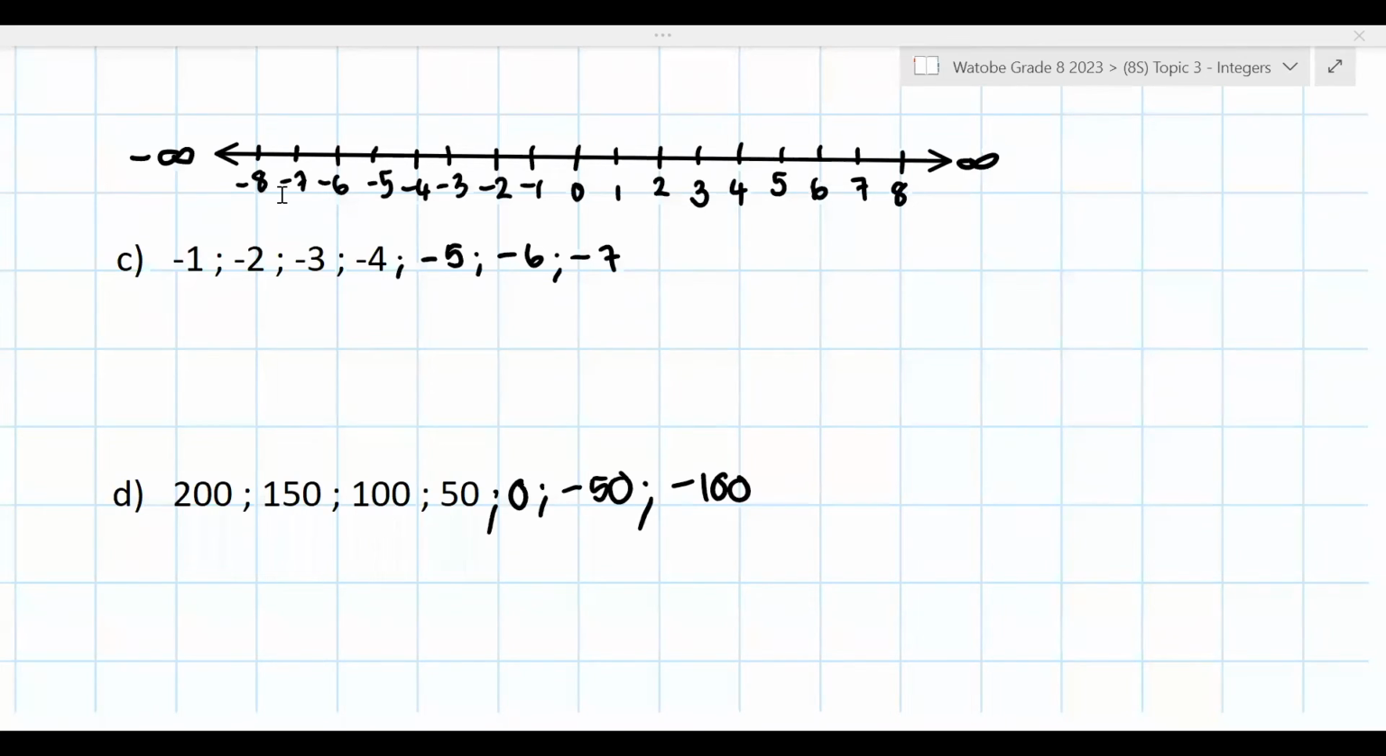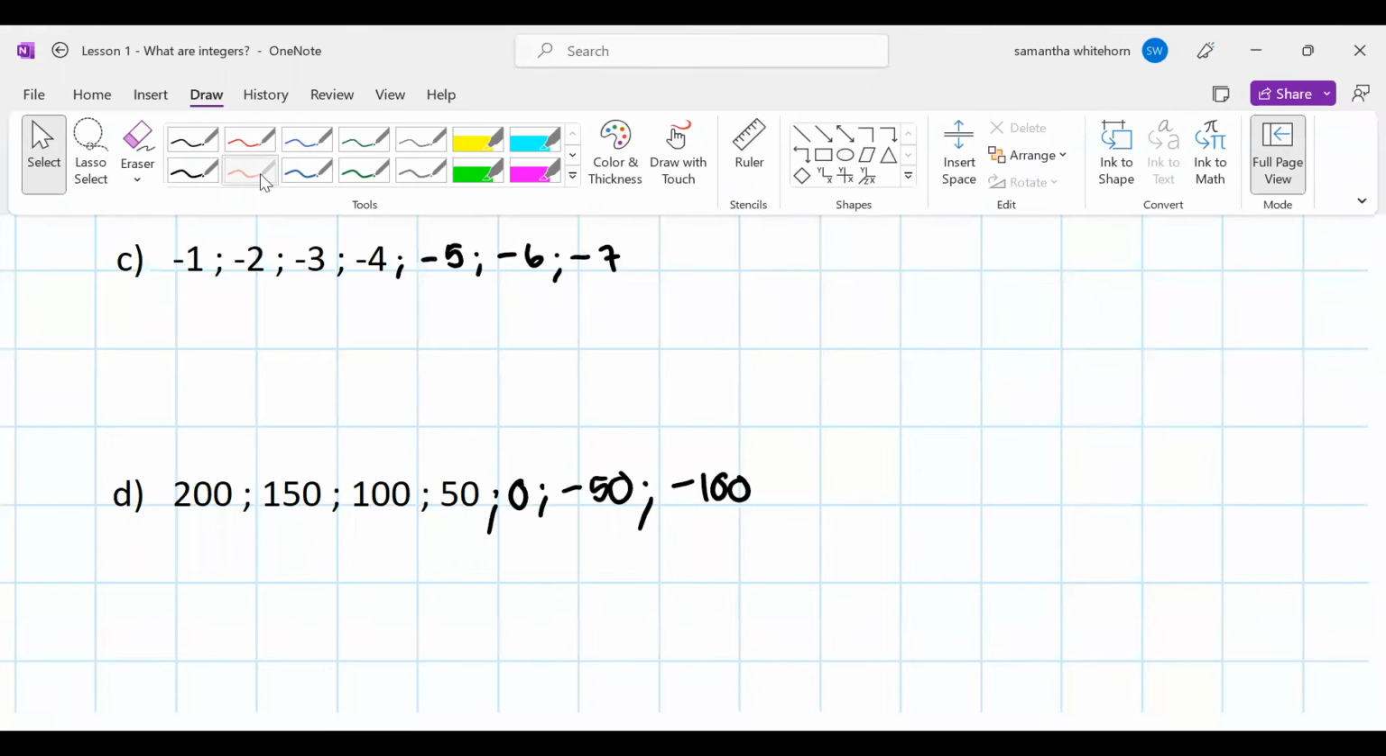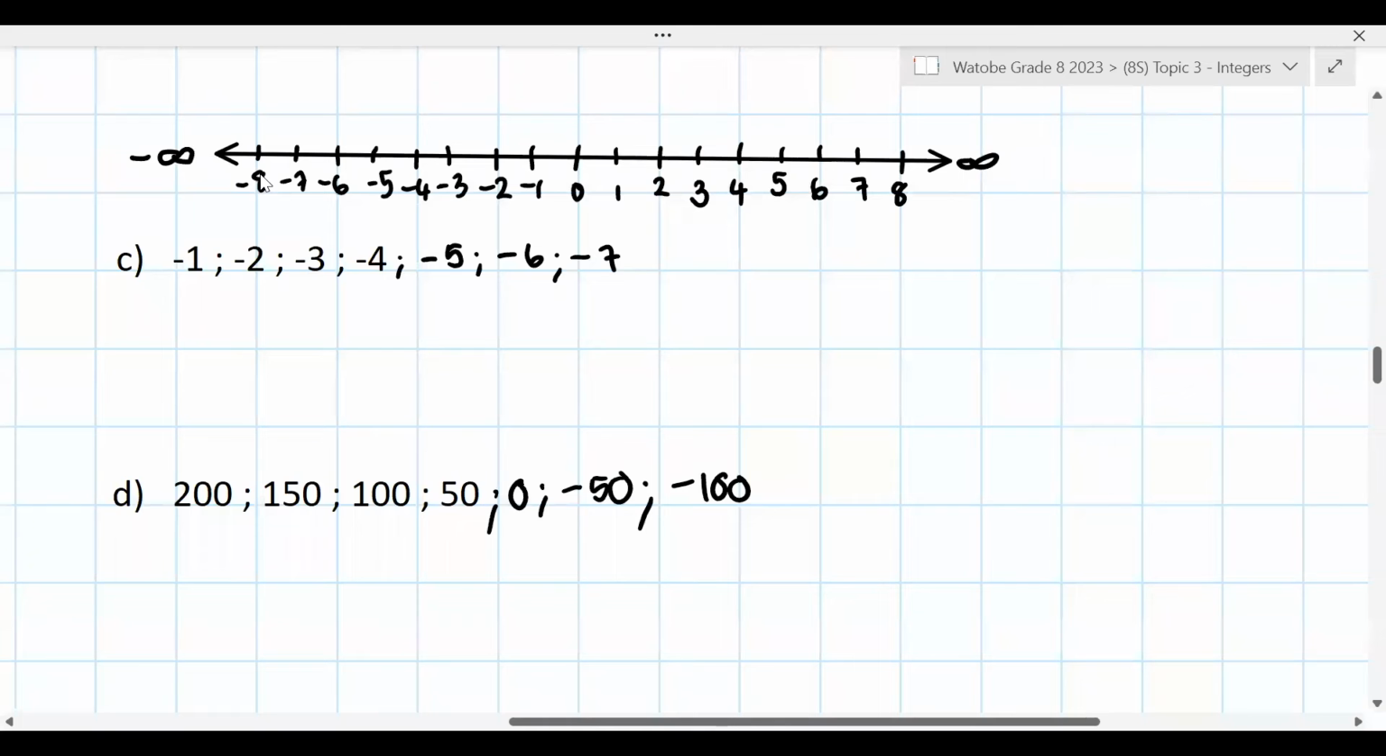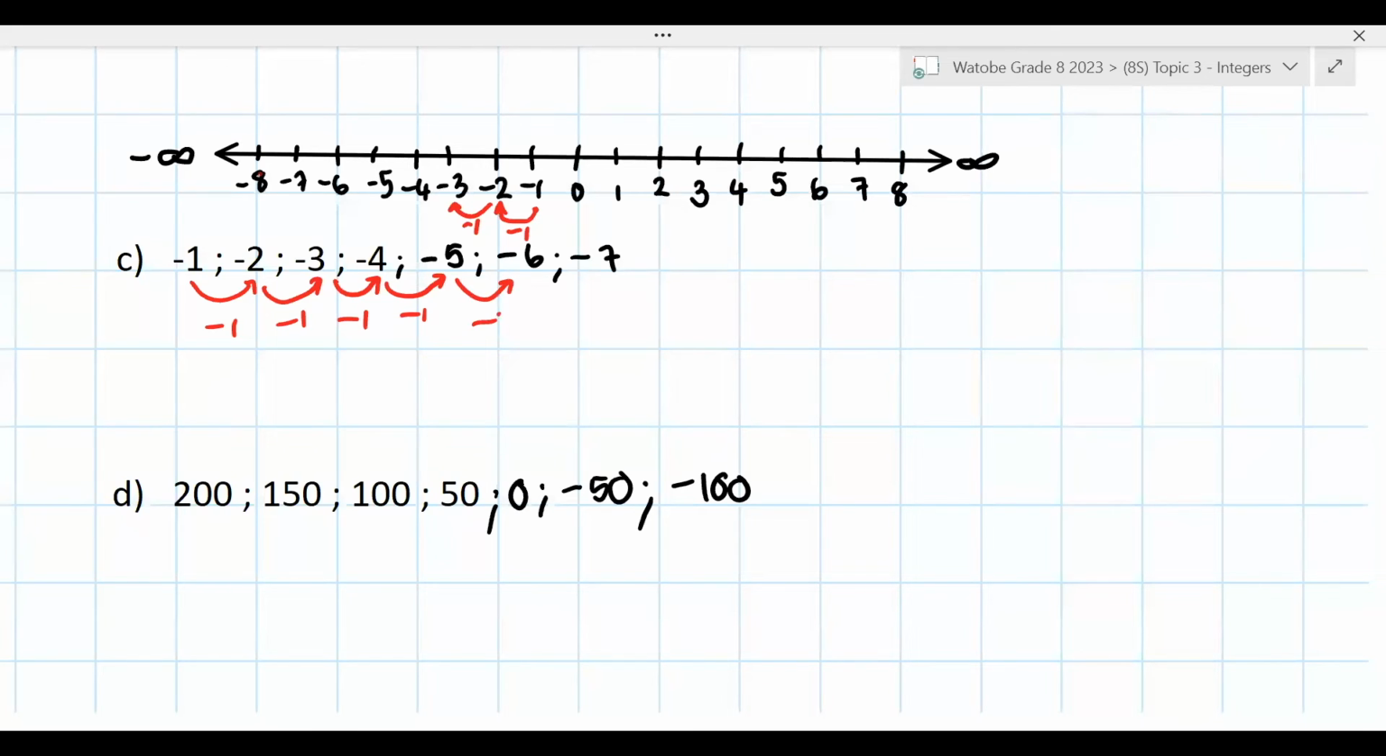Right, so guys, just quickly, someone's asked for an explanation for C. Remember, if we're starting at -1 and we're going to -2, we're subtracting 1. So we're taking 1 away. -2 to -3, I'm subtracting 1. So what I want to do is take 1 away every single time in order to get my next term. Very similar thing is happening in D. To get from 200 to 150, I subtract 50. 150 to 100, I subtract 50. And so I'm subtracting the same thing every single time in order to get the next term in the pattern.